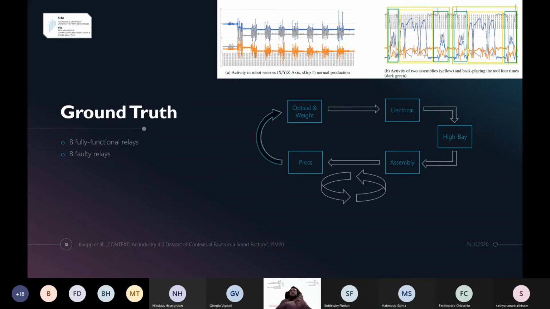The data encompasses the assembly of 16 relays, 8 fully functional, 8 faulty. Therefore, there are two cycles, one with functional relays and one with broken parts. This comes in useful later. At the upper right, you can see the activity of the robot sensors during the assembly, and the 8 blocks of assemblies. One block consists of 2 stations. The green window shows the tool grabbing procedure of the robot, while the yellow window shows the assembly activity.